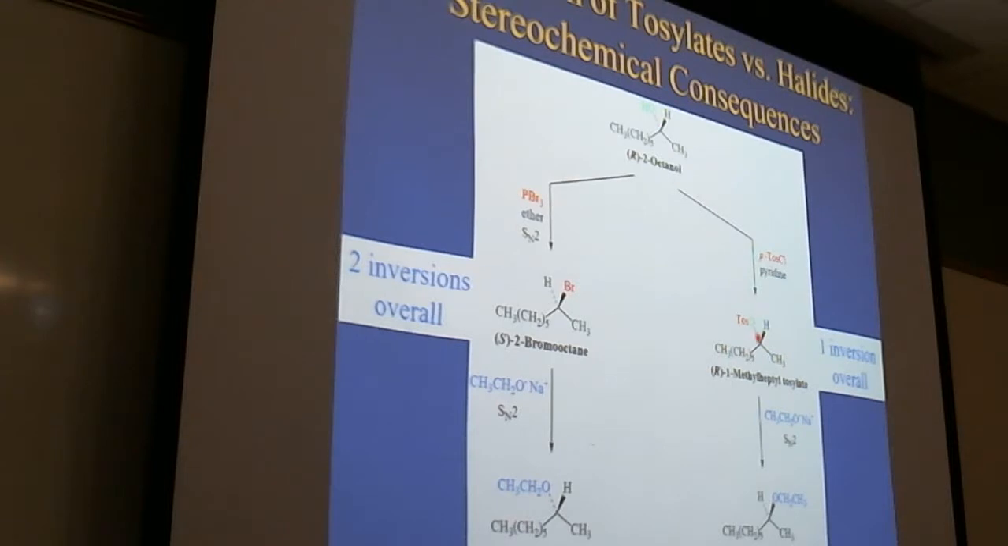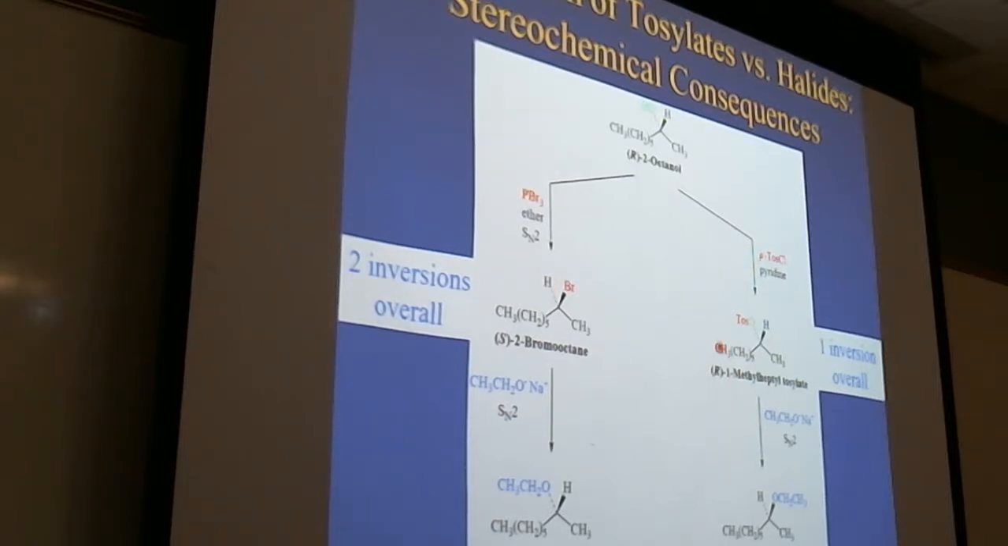This stereocenter has not changed configuration. If this was R, this is still R. So this gives me a leaving group with the same stereochemistry. This gives me a leaving group with opposite stereochemistry.